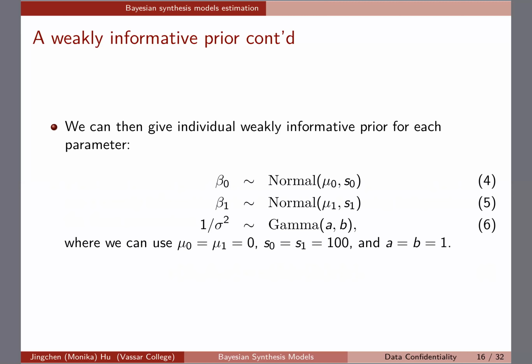For 1 over sigma squared, which is the precision, you can give gamma 1, 1. Okay, this is sort of what we talked about before in 347. So hopefully it's a review, but refreshing your memory of what you can do.